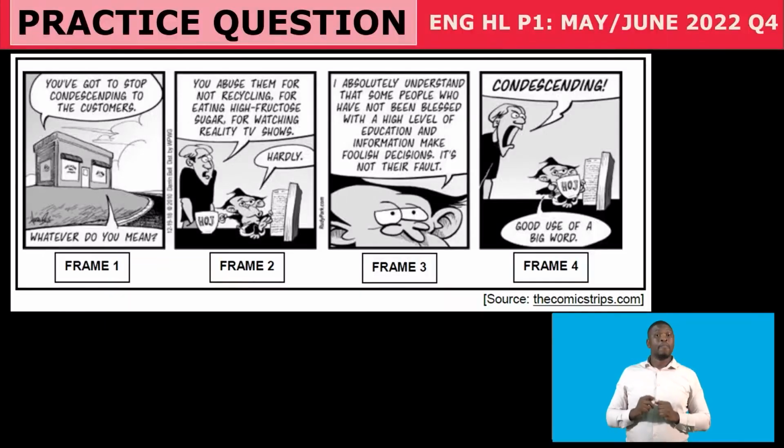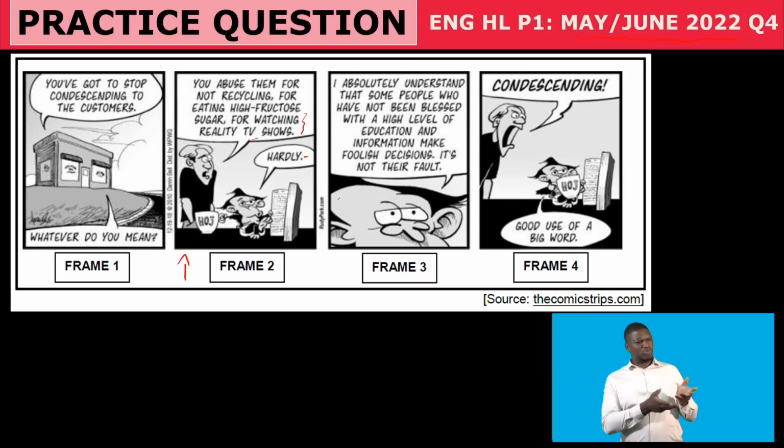The next example we're going to look at today is from the May-June 2022 question paper, and of course it's question 4. We have a frame with a building and it says, "You've got to stop condescending to the customers." "Whatever do you mean?" In frame 2, we see the 2 characters who are speaking. "You abuse them for not recycling, for eating high fructose sugar, and for watching reality TV shows." The smaller character says, "Hardly."